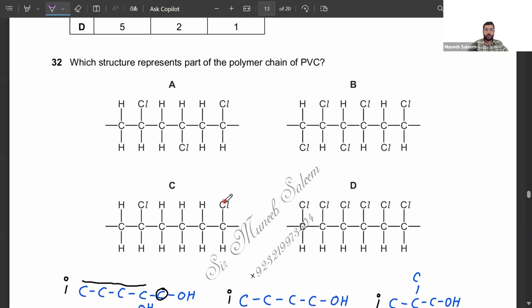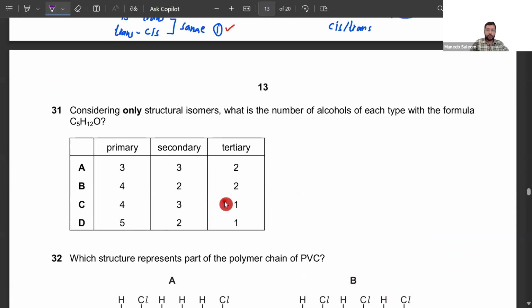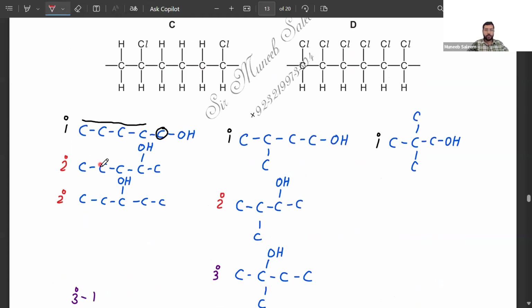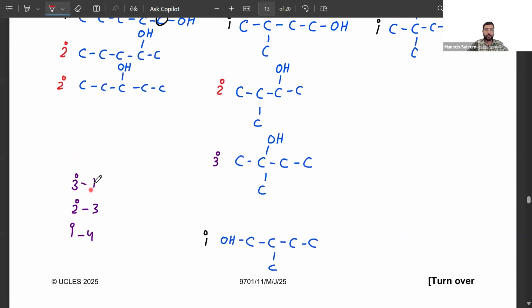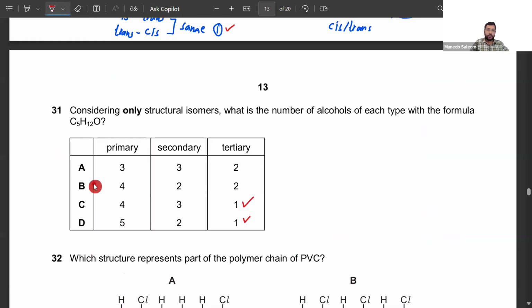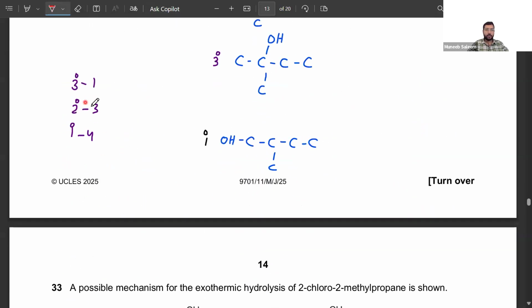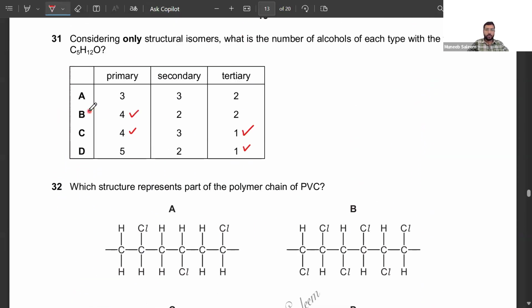Now let's go back to the options. The tertiary alcohol was 1. There was only one tertiary alcohol. And with respect to primary alcohol, we had 4 primary alcohols. So 4 from here. And with respect to secondary alcohol, we had 3. So 3 is here. So the only correct option is the C option, having 3 ticks.